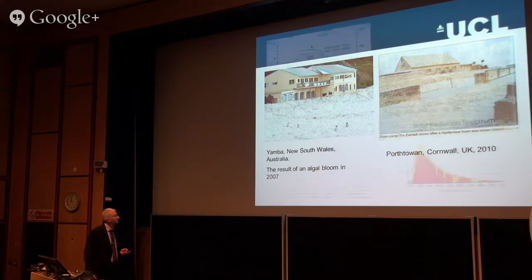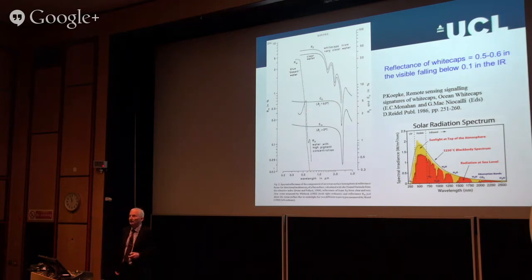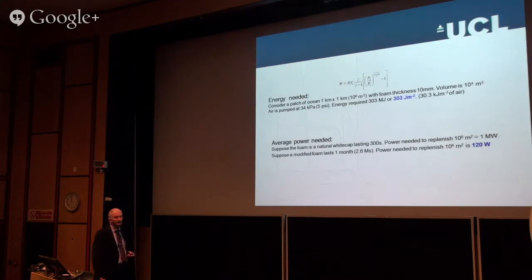We know that the foam is reflective up to about 1.2 microns at about 50%, the ocean itself around about 5%, and we know that the spectrum of light which reaches the surface is mainly within that region below about 1.2, so we're in the right spectrum reflectance range for this to be useful.